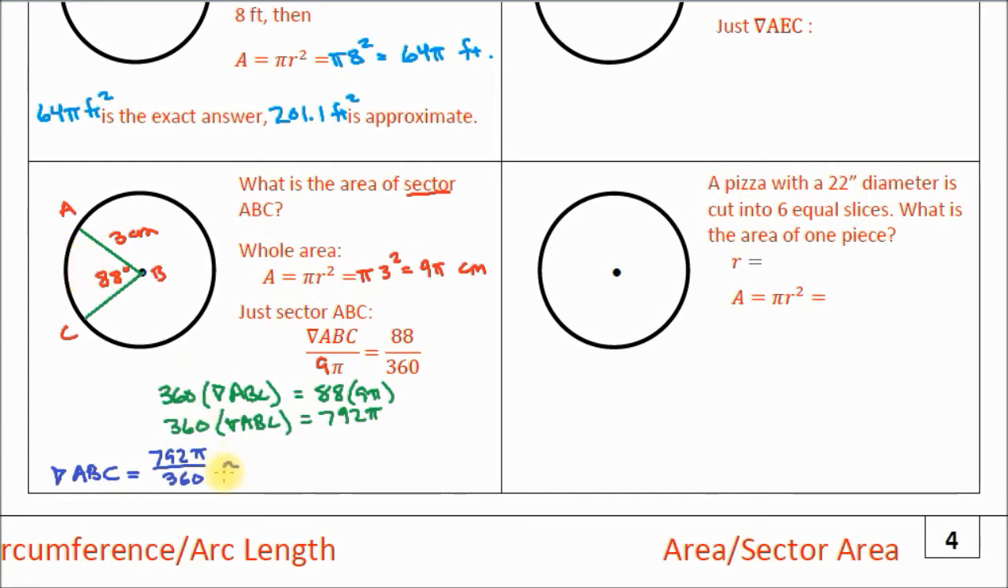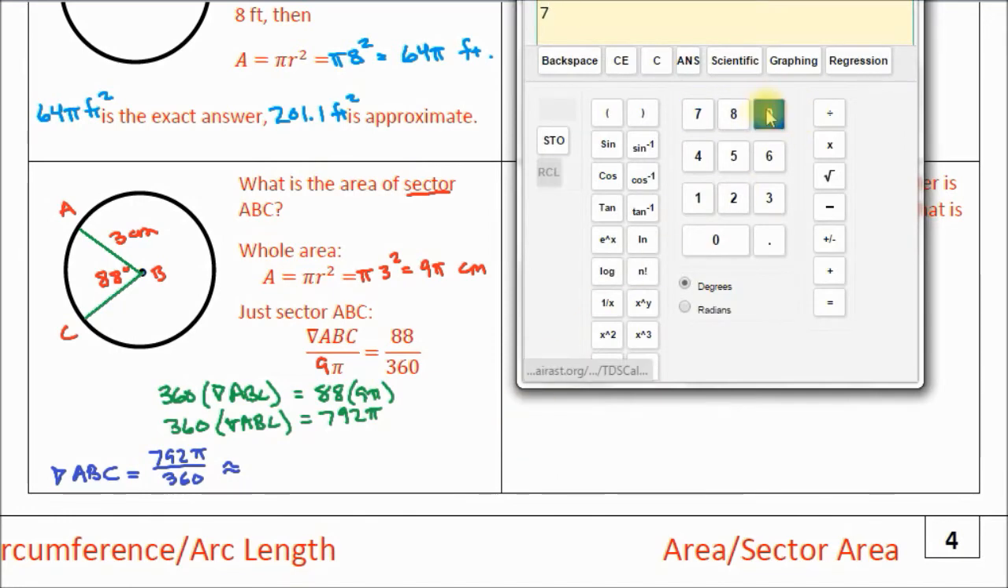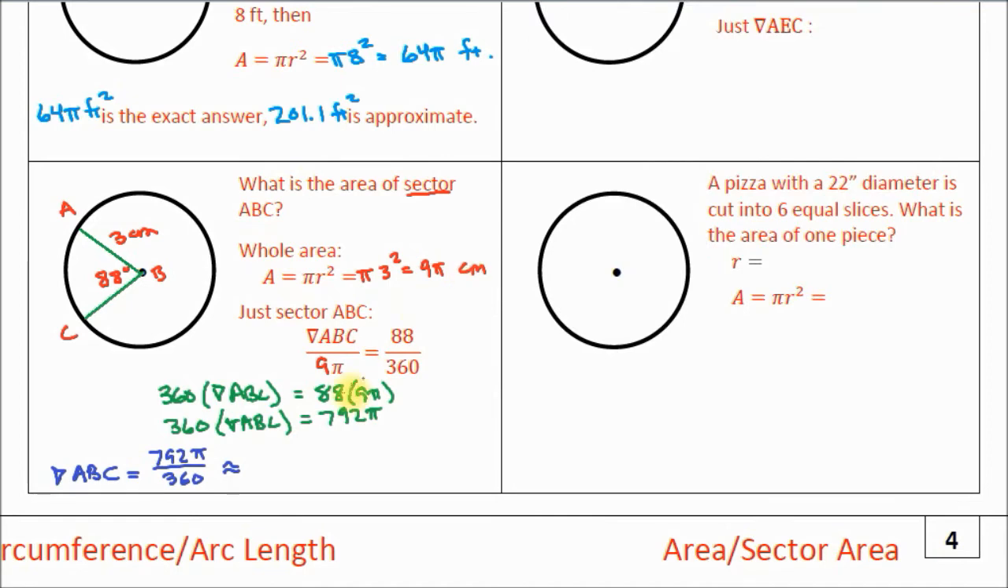We're going to go ahead and plug that into our calculator and get an approximate area. 792 times pi divided by 360, and we've got about 6.9. So approximately 6.9, and remember our unit of measure for area is going to be square units, so centimeters squared. 6.9 centimeters squared. So you can see a lot of similarity between this and finding an arc length.